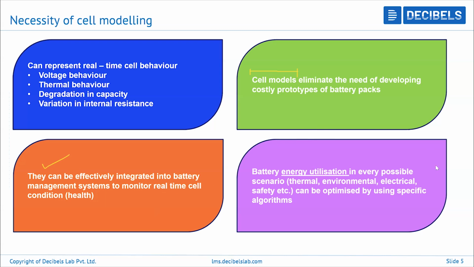So the final point is energy utilization. Okay, so that is the end goal. So how effectively we are utilizing the battery's available energy in any scenario that we have, any expected scenario. So it could be thermal, it could be environmental or electrical, safety, failures, etc. You can simulate all this and implement any strategy utilizing any algorithms or programs utilizing the cell model. Okay, so this is basically the necessity of cell modeling. So this is why we do it.